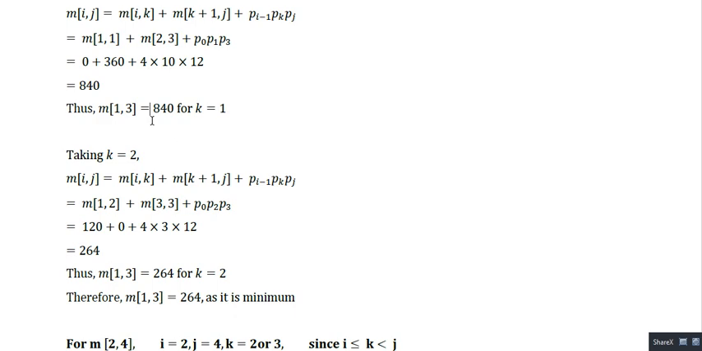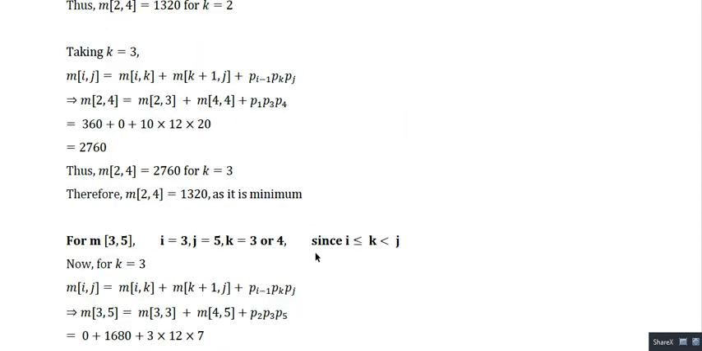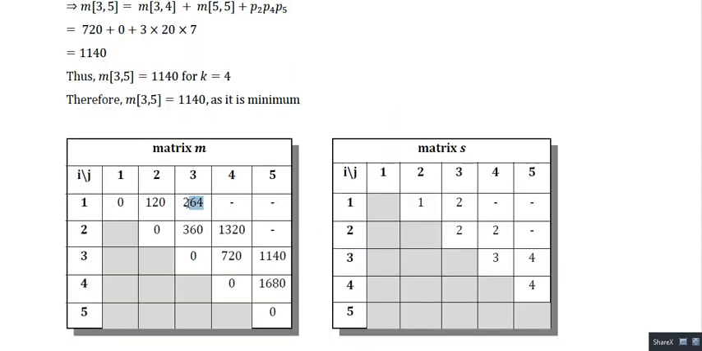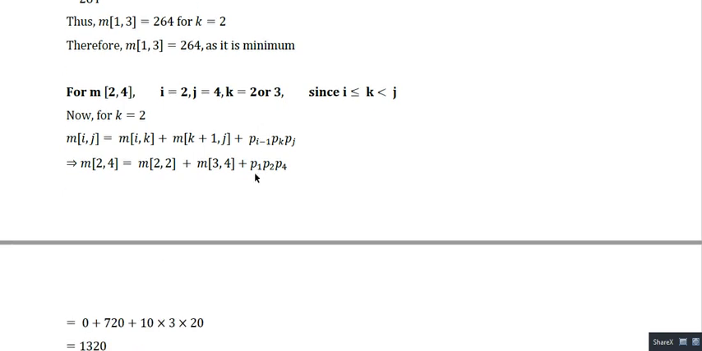Because as per our algorithm, 264, right? So M13 will be 264, and around which point is the parenthesization done? For K equal to 2, because this minimum value 264 we are getting for K equal to 2, right? So you can check the table, 264 around K equal to 2, right? So similarly you can fill up all these values, you can just go through. Okay, I will share this PDF in my Google Classroom, right?